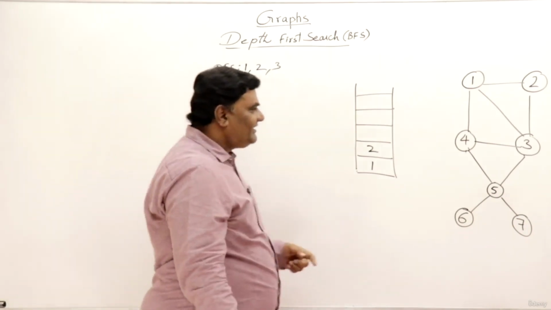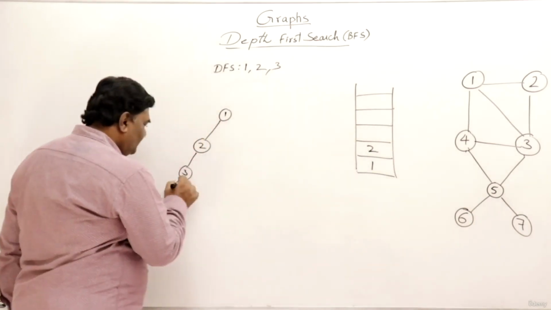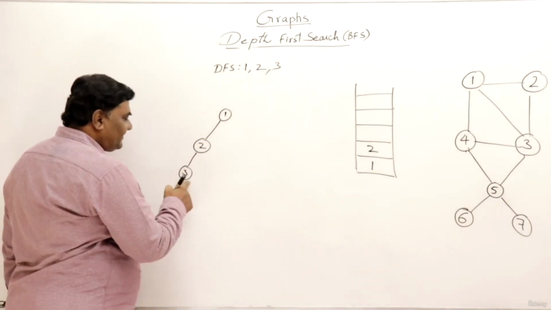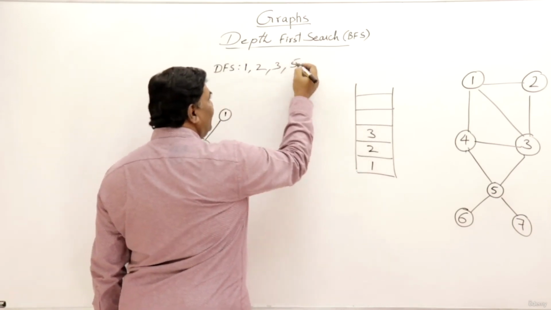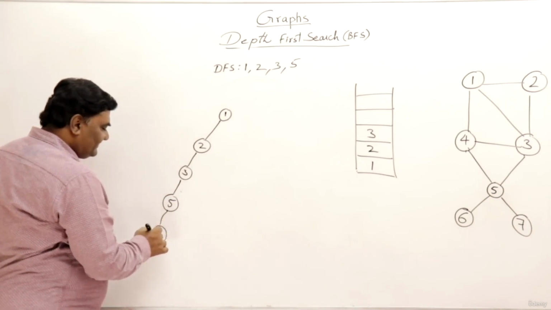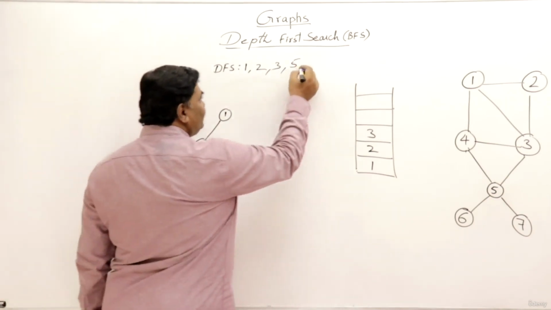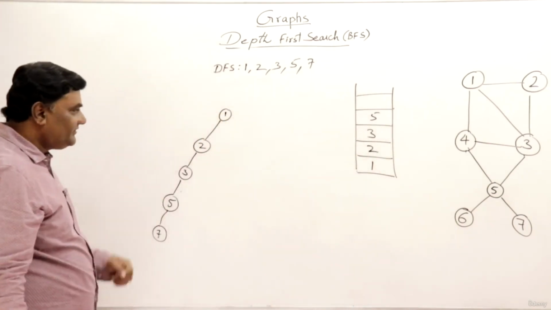Explore 3. From 3 I can visit 4 as well as 5. I prefer going on 5. Okay, go on 5. Then what about 3? Push it into the stack. Suspend its exploration. We have visited 5. Then from 5 where can I go? I can go on 6 and 7. So first I will go on 7. 7 is visited. Push 5 into the stack so that we can explore it afterwards.